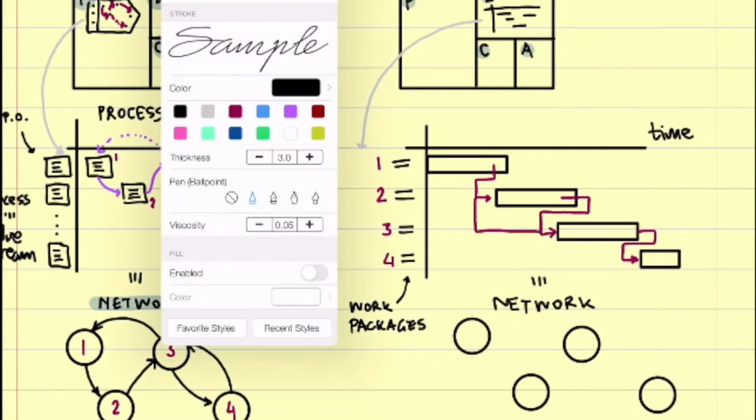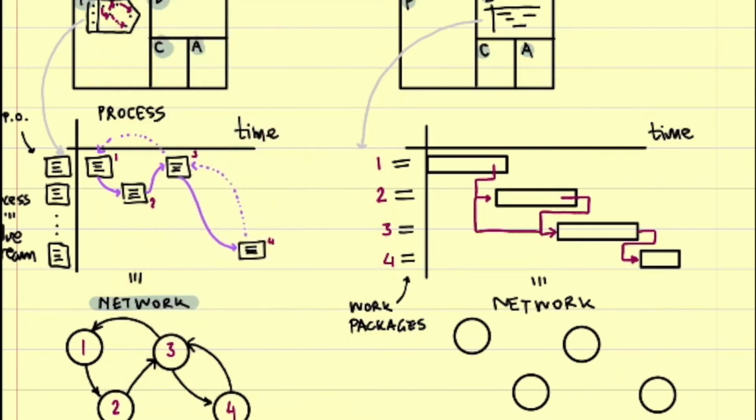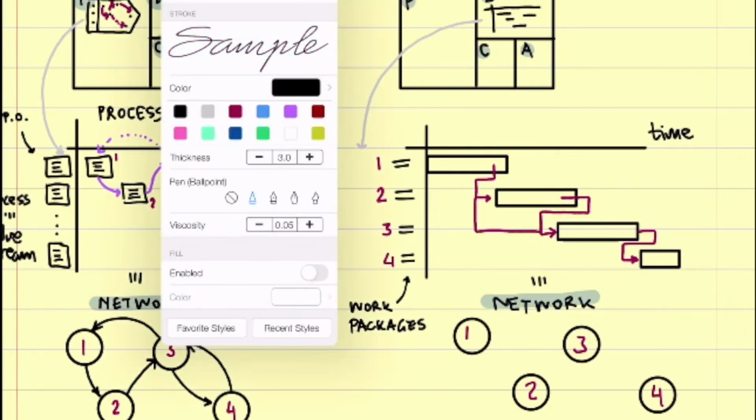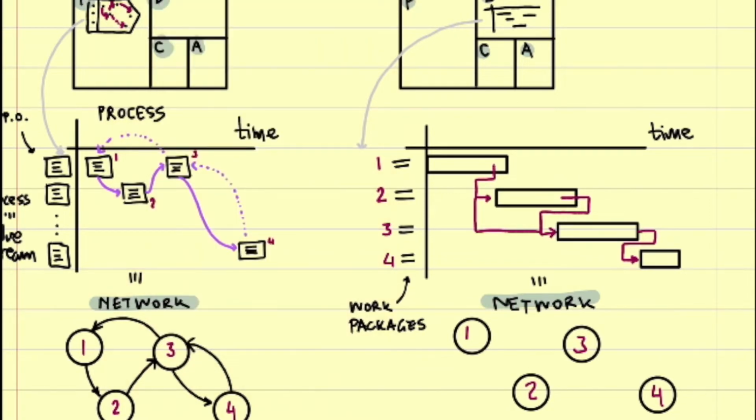So here we have 1, 2, 3, 4. Also a network. And we have that 1 is connected to 2. 1 is also connected to 3. 2 is connected to 3, and 3 is connected to 4. Okay?